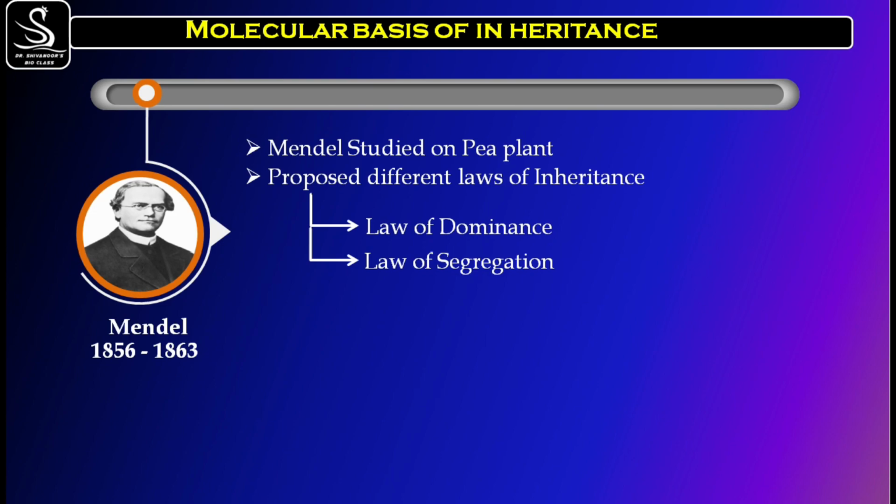If you are not thorough with what the monohybrid cross is and how he conducted the experiments, please first try to understand. Then, based on the dihybrid cross, Mendel proposed one more law, the law of independent assortment.